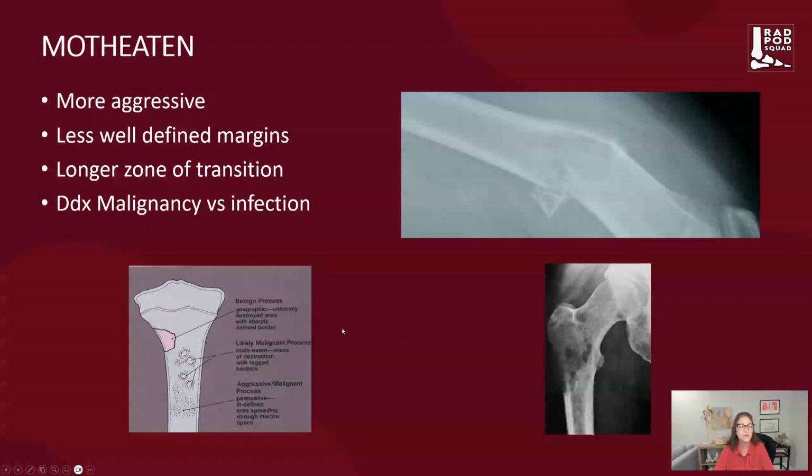Moth-eaten, these are more aggressive lesions, less well-defined margins, longer zones of transition, and the differential diagnosis here will be malignancy versus infection. Here we have our example of a pathologic fracture with moth-eaten portions, and the entire bone is affected in this lesion. Here we see more of the classic portion of the moth-eaten type of lucencies that are superimposed on a large area of cortical irregularity and lucency. This is a moth-eaten pattern of aggressive lesion.